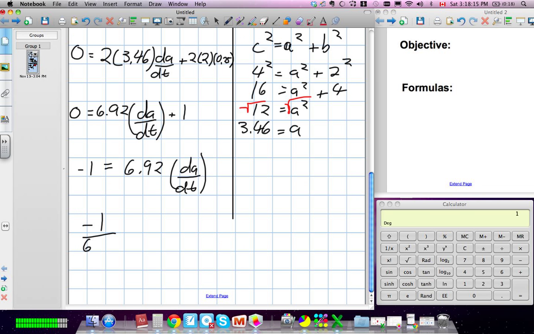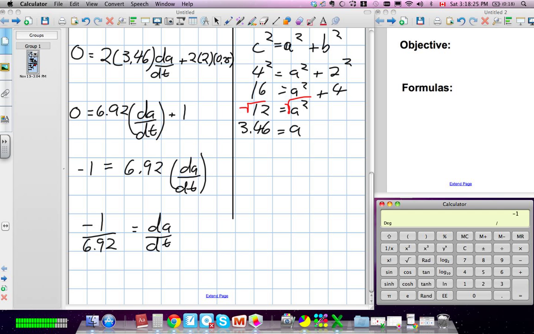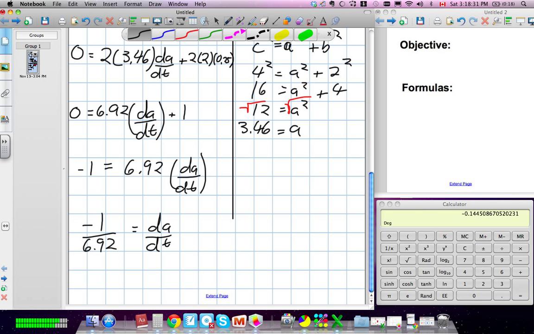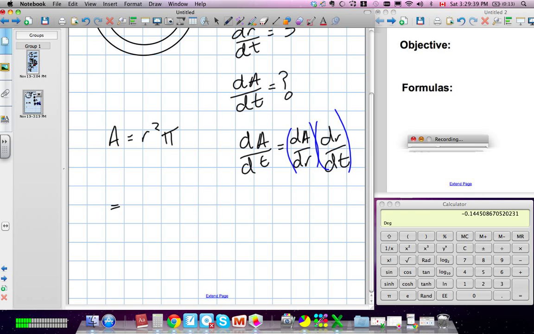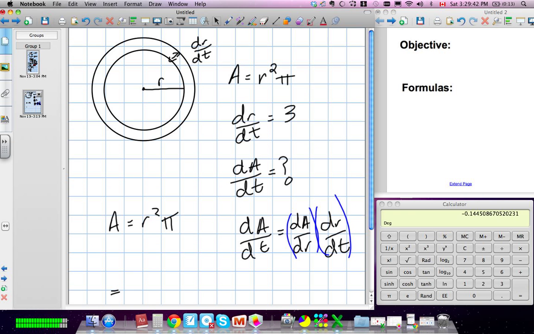And from there, we end up with the fraction that the rate of change, so how fast it's coming down, which will be a negative because it's in the downward direction. Our rate of change is negative 1 divided by 6.92. So the ladder is coming down the wall at a rate of 0.14 meters a second.